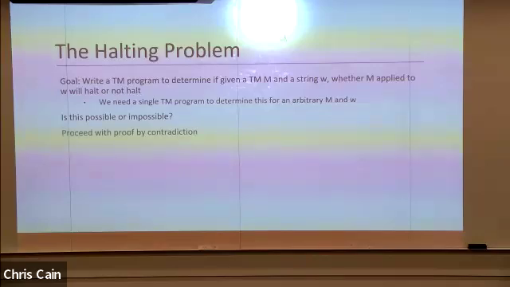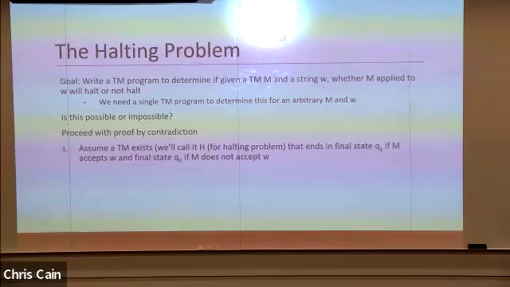So we're going to talk about this proof by contradiction. I'm not going to have you do this proof by contradiction. I only want you to understand it. And we probably won't have time to go into a ton of detail on it. We'll finish this off tomorrow. But we're going to start by assuming that a Turing machine exists. We're going to call it H.